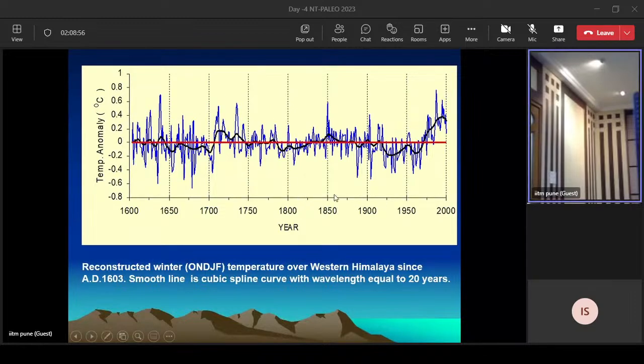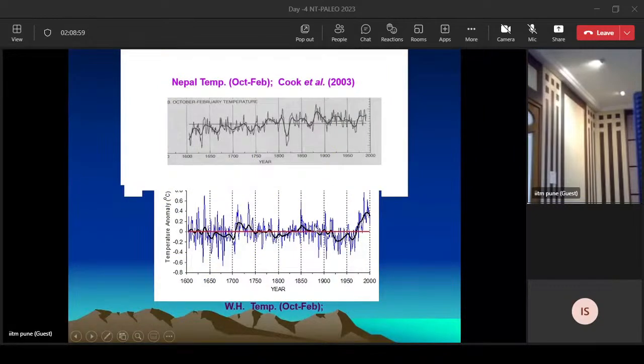And this is the final reconstruction of winter temperature. The same temperature parameter is also reconstructed by Pune, and you can see that both variations are nearly the same. Only there is some cooling, and this cooling is due to the Tambora eruption in Indonesia, as suggested. But this impact is not significant over the Himalayan region. This is up to Nepal. Even in the Sikkim and Bhutan chronologies you can see this cooling, but you don't see this cooling in the Western Himalaya.